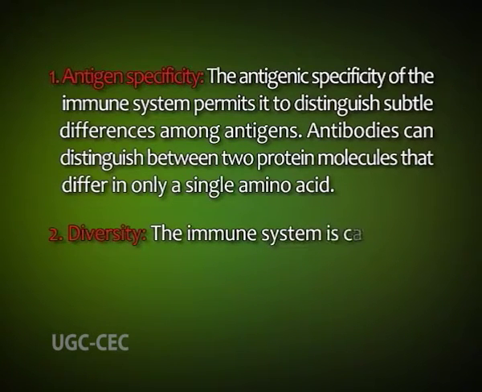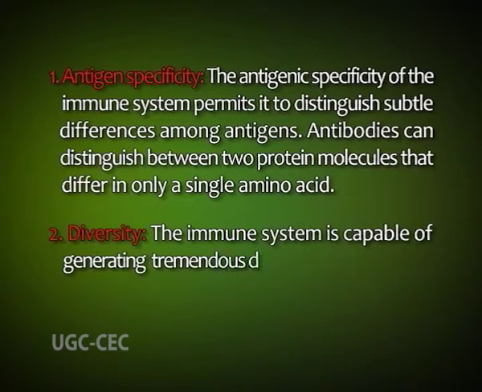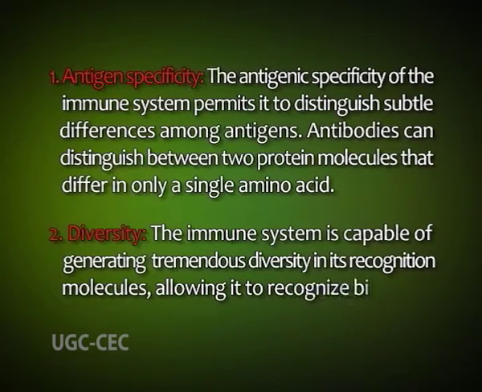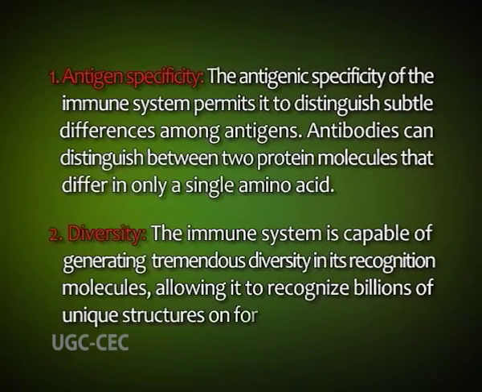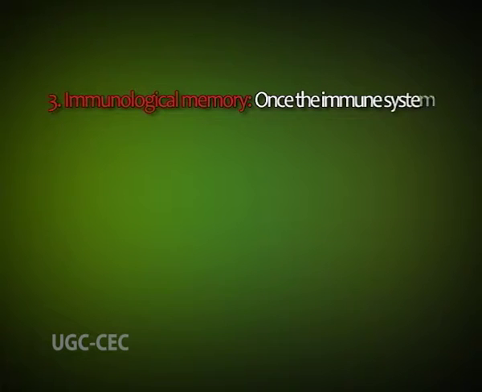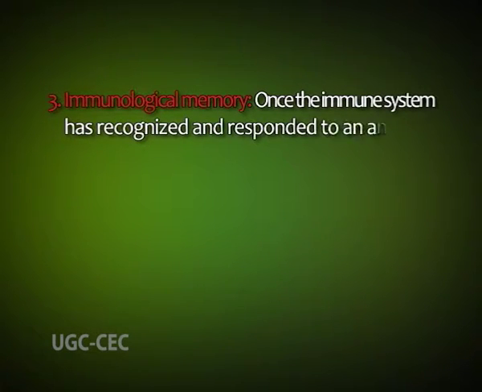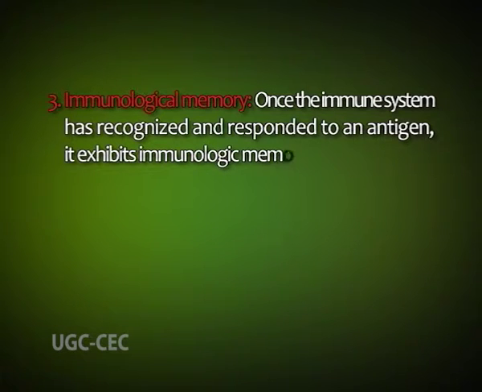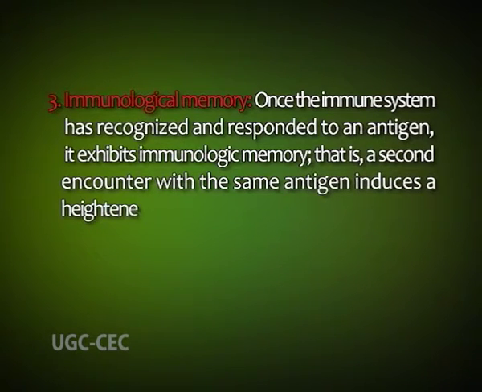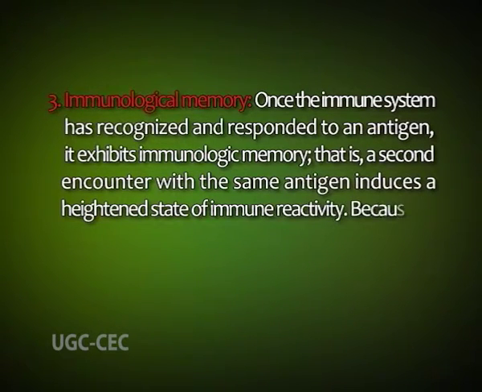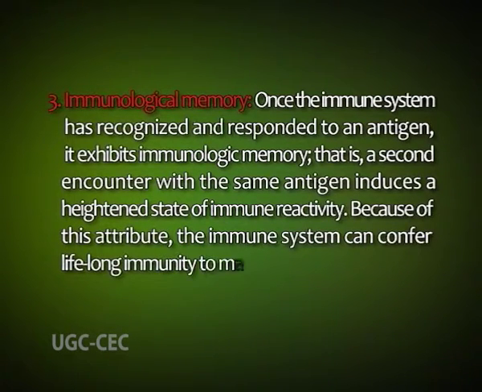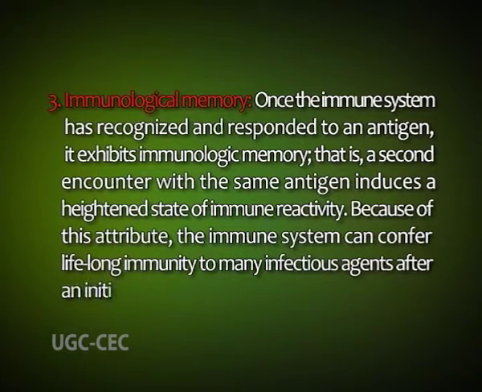Diversity. The immune system is capable of generating tremendous diversity in its recognition molecules, allowing it to recognize billions of unique structures on foreign antigens. Immunological memory. Once the immune system has recognized and responded to an antigen, it exhibits immunologic memory. That is, a second encounter with the same antigen induces a heightened state of immune reactivity. Because of this attribute, the immune system can confer lifelong immunity to many infectious agents after an initial encounter.